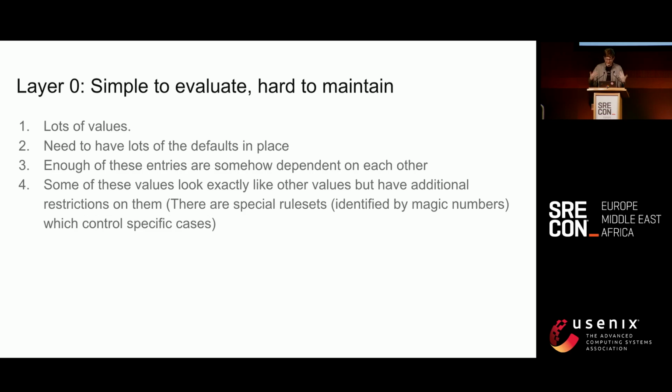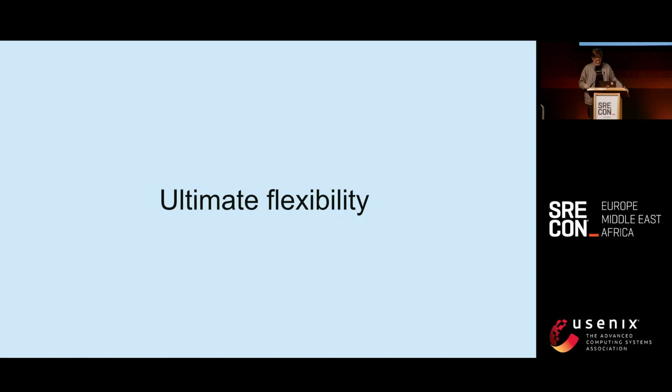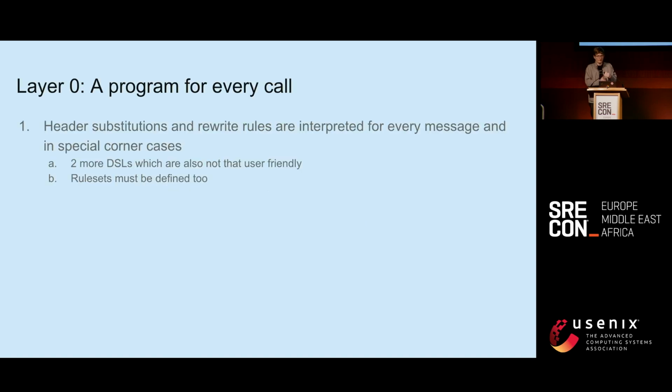So it almost looks like layer 0 being optimized for simplicity of machine consumption is not very much aligned with the problem domain, which is the configuration for the mail server. I don't want to write rules. I want my mail to flow, right? So how do I solve it? By giving the user ultimate flexibility, of course. I just put in a program for every call. So I invent a DSL, I call it header substitution and rewrite rules, and I just put it there and basically say, okay, for every single TCP connection, we're gonna split the input by lines and run those substitutions. That's how we go, right?